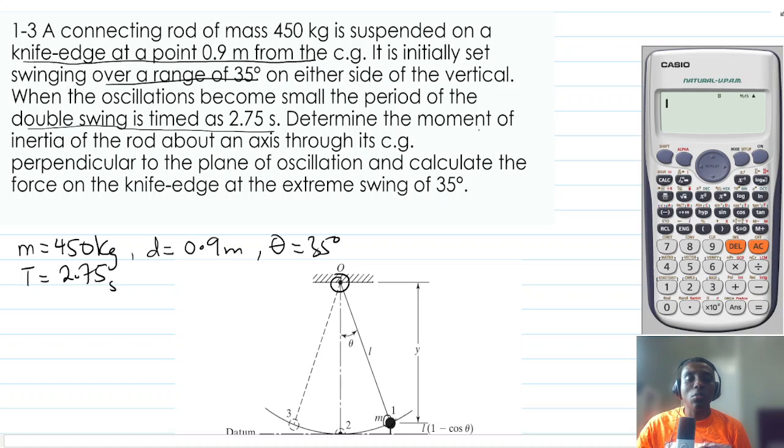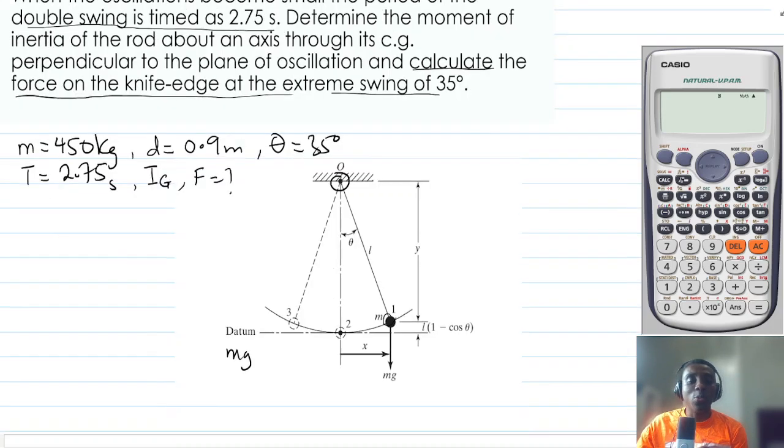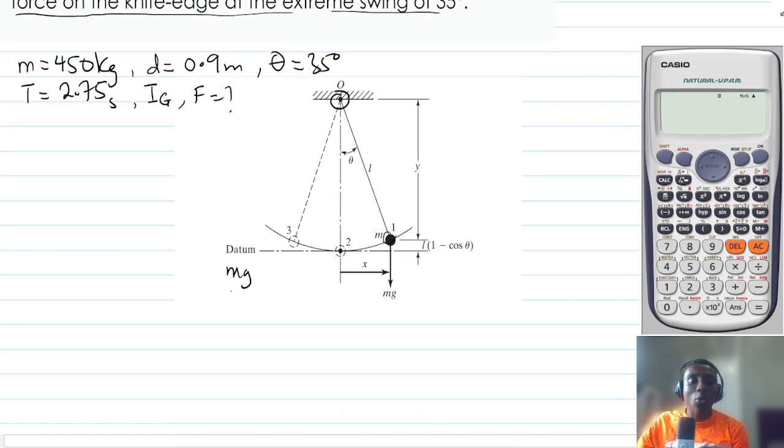Determine the moment of inertia of the rod about the centroidal axis, or the centroid, and then calculate the force on the knife edge at the extreme end. Okay, so calculate the force. This question is going to be simple if you understand what we call the compound pendulum.